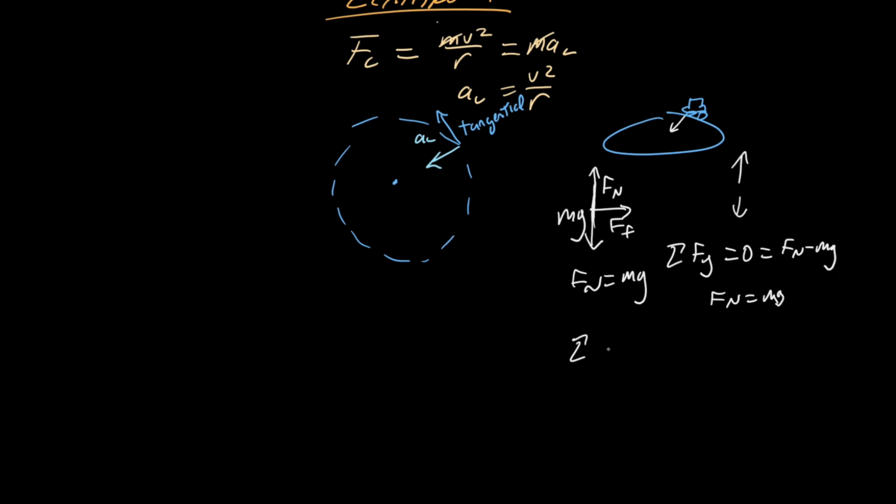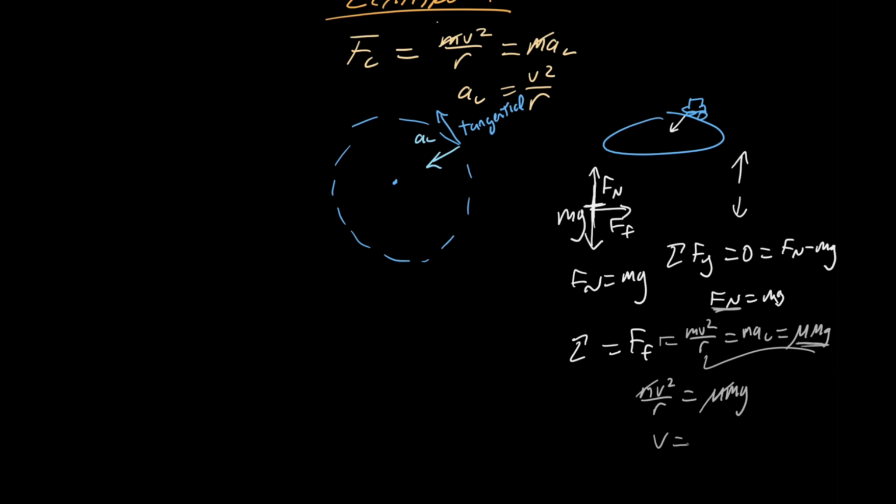We know that our sum in the x direction is simply equal to Ff because both of these forces do not act in the x direction at all, right? Which is equal to mv squared over r, which is equal to m a_c, which is also equal to mu mg, because we can make this substitution, right? It's not just mu Fn anymore, it's also mu mg as well. So now we can use these two together. We can say that mv squared over r is equal to mu mg, cancel our m's. We're going to get that v is equal to the root of g r mu.